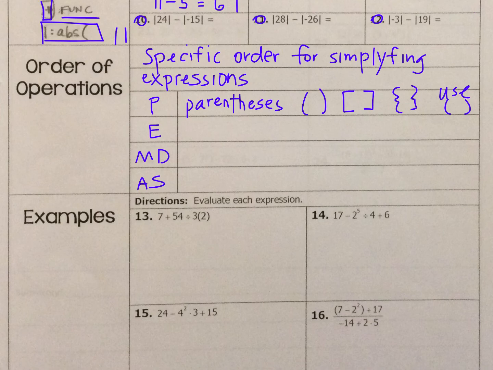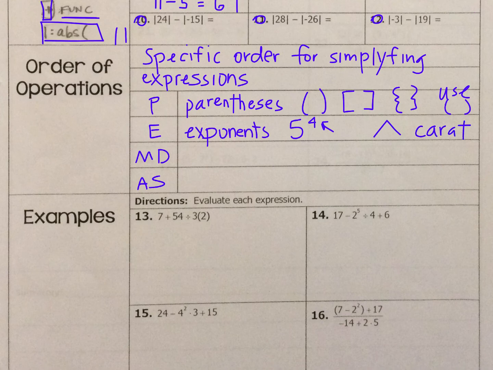E stands for exponents. And exponents, if I have 5 to the 4th, this little number is our exponent. To type that in the calculator, you use the caret button. It's right above division.